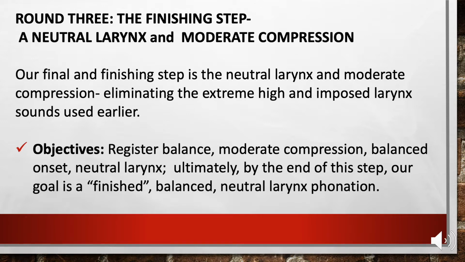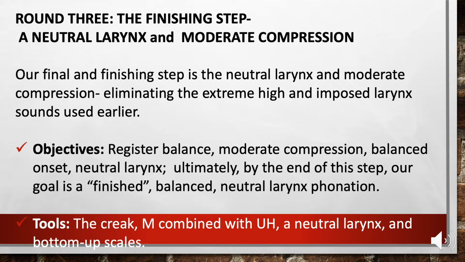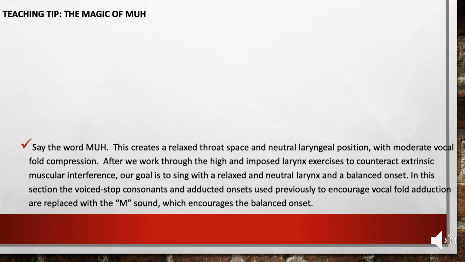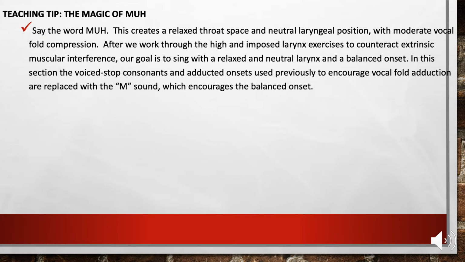Speech level. Our tools are the creak, M combined with M, the neutral larynx, and bottom-up scales. Teaching tip, the magic of M. Say the word M. This creates a relaxed throat space and neutral laryngeal position with moderate vocal fold compression.